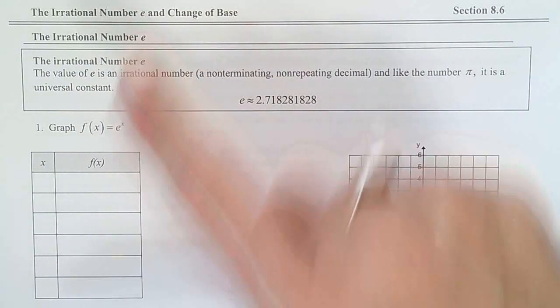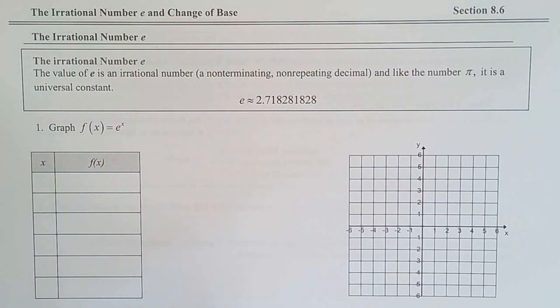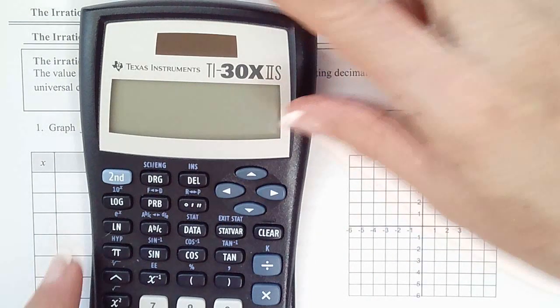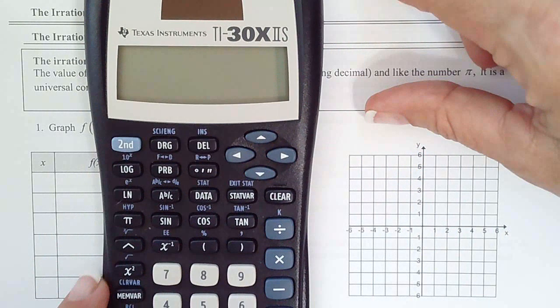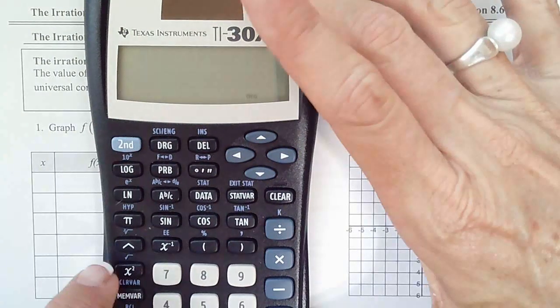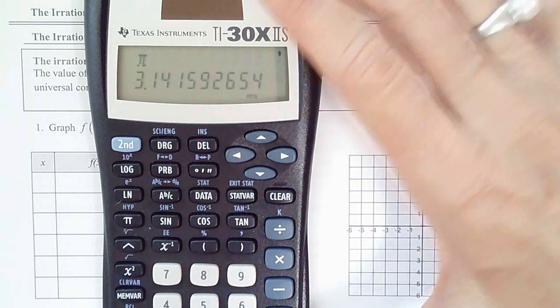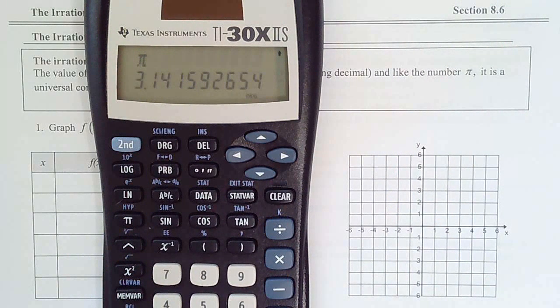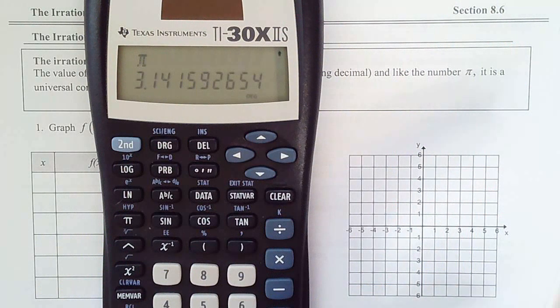So what is e? That's what a lot of students don't understand when they start this section. I've never heard of e, they tell me. Well, e is an irrational number. That means it doesn't terminate or stop, and it doesn't repeat. It's just like pi. It's a universal constant. So pi is not a variable. It's a universal constant, which means it's a number. It goes on forever, so we call it an irrational number. When I type pi in the calculator, see how it fills up the whole screen and there's no repetition? That means it goes on forever.